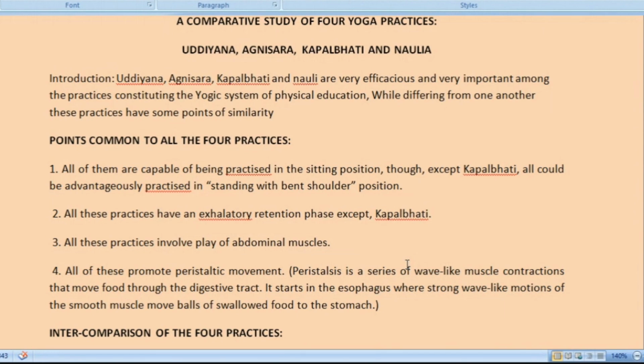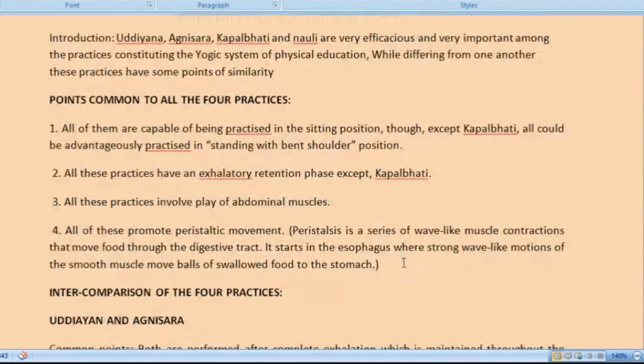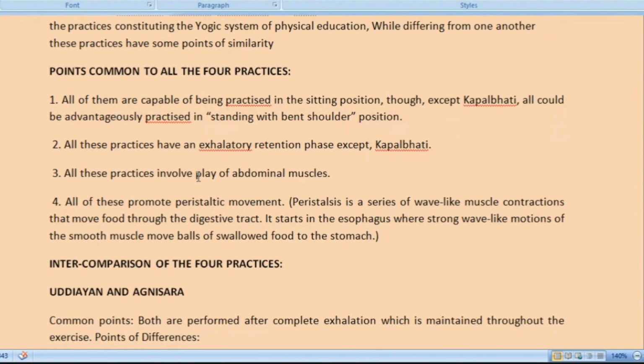While differing from one another, these practices have some points of similarity. So these are the points which can be found easily between all of them. First point, all of them are capable of being practiced in the sitting position, except Kapalbhati. All could be advantageously practiced in standing with bent shoulder position. Second point, all these practices have an exhalatory retention phase except Kapalbhati.